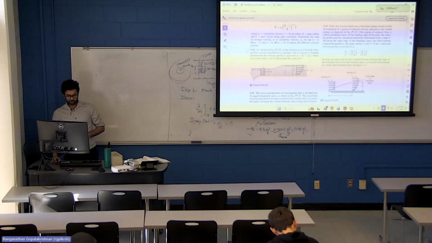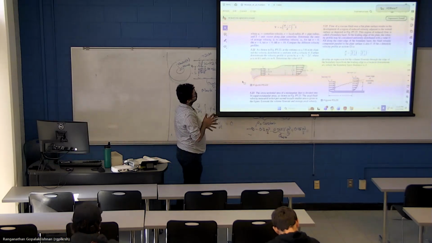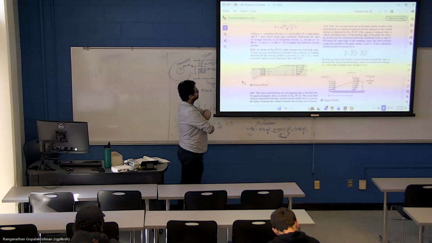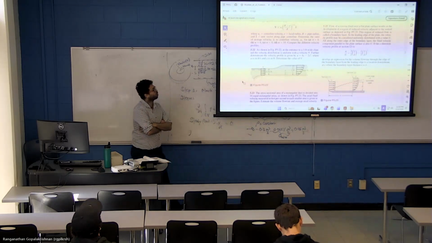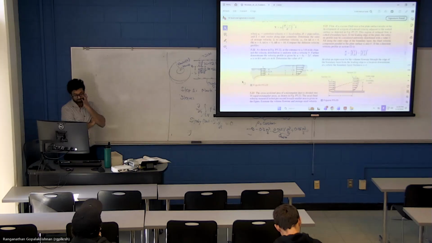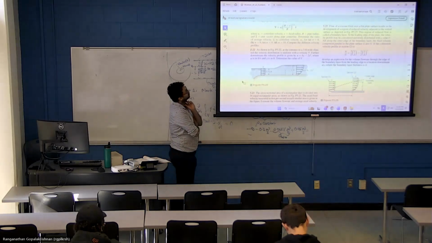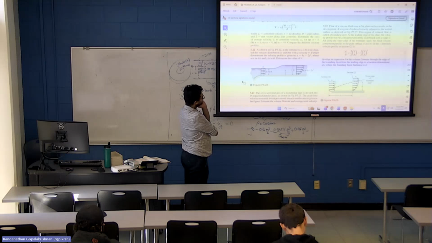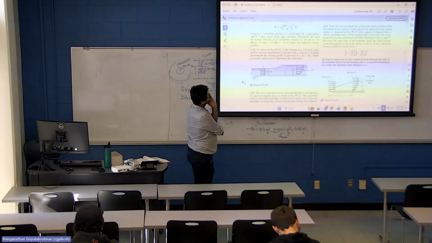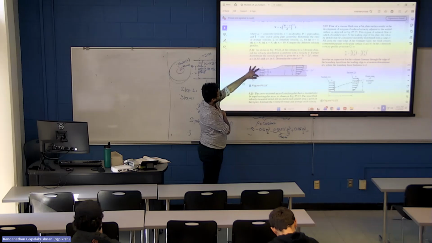Problem 5.22. Please take a look. At the entrance to a 3 feet wide channel, the velocity distribution is uniform and with a velocity v. That is the inlet.